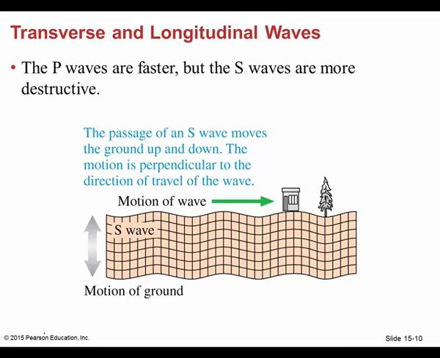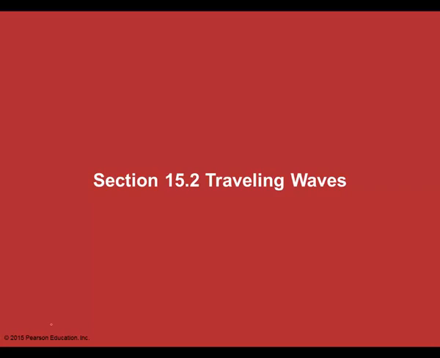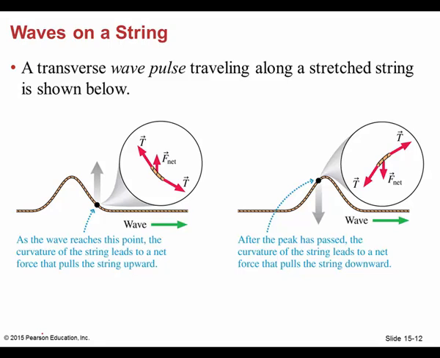Now, they tell you here the P waves are faster, but the S waves are more destructive. So notice you see the S wave, that is a transverse wave. It looks kind of like the waves on the ocean, doesn't it? All right, so you've got P waves and S waves. So that's a good example of transverse and longitudinal or compressional waves.